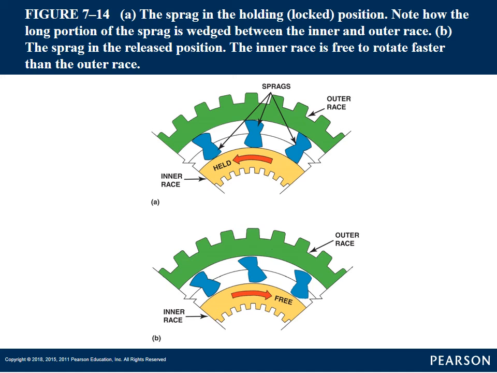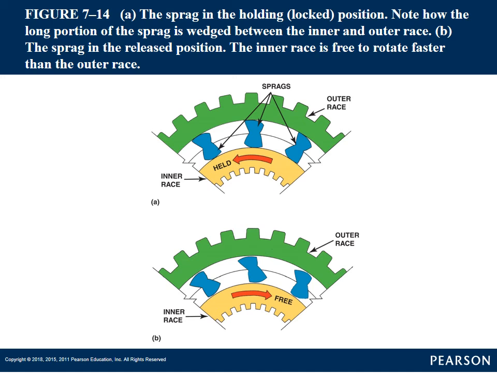When the inner race turns clockwise, it actually pulls the sprags to where they move away from the outer race. So now our outer race can turn separate from our inner race. And that's how we get these one-way roller clutches or one-way sprag clutches. These are used in different circumstances depending on how we want to control torque flow through a transmission.